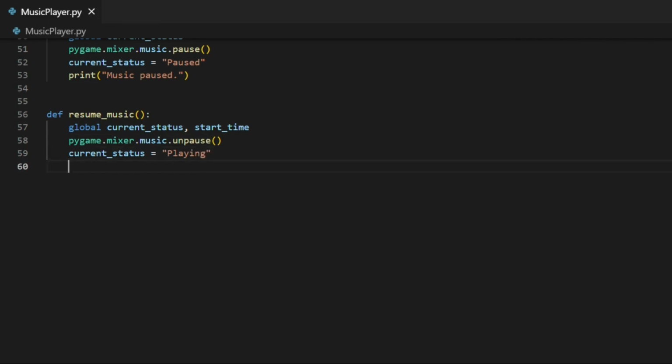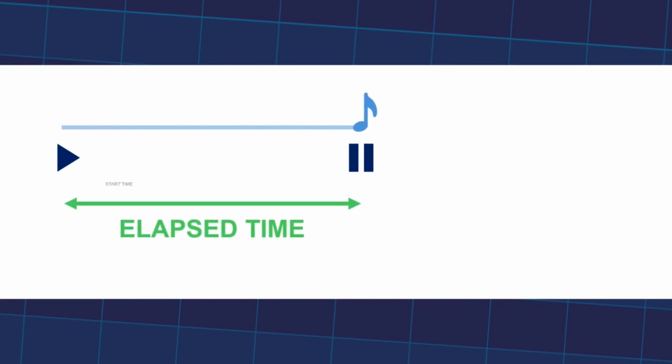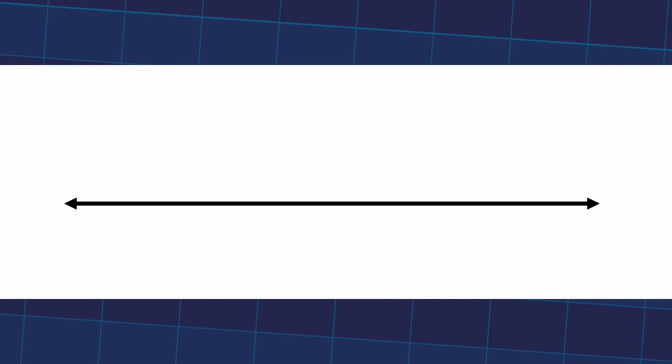In this function, we want to make sure that when we resume the music after pausing it, it starts playing from where it was paused. To do this, we need to keep track of when the music started playing originally. The start time is recorded when the song begins, and the elapsed time is tracked to determine how long the song has played. We will use the elapsed time later to create the song progress bar.